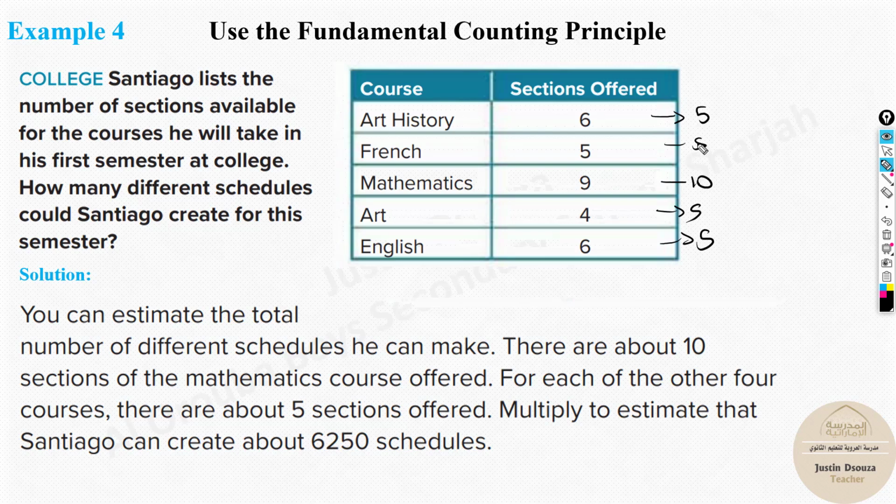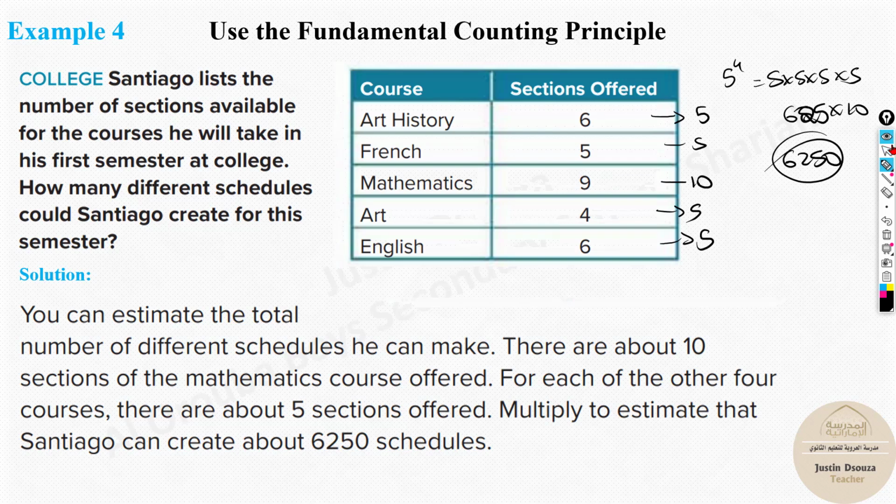So now if you multiply, 5 times 5 is 25. 25 times 5 is 125. 125 times 5 is 625. Now 5 to the power 4, basically 5 into 5 into 5 into 5, is 25, 125, 625. Now you have a 10. Multiply this by 10, it will be 6250. So this is the nearest estimate.